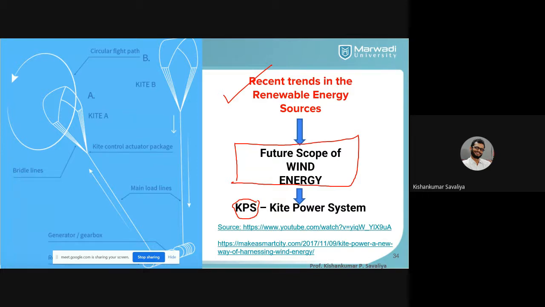KPS, kite power system, right? So kite power system must be there, right? And what is the simple mechanism? If you click on this link, this is the source, right? I have already shared this PPT in your e-content. However, I will share it once again in your WhatsApp group so that everybody can have access, right? So you need to watch this video, you will get a better idea. It is a simple fundamental, just understand this.